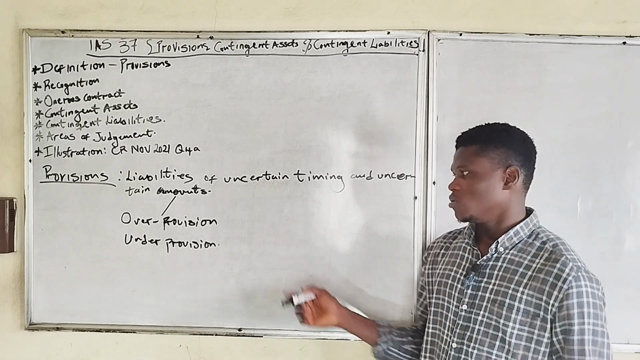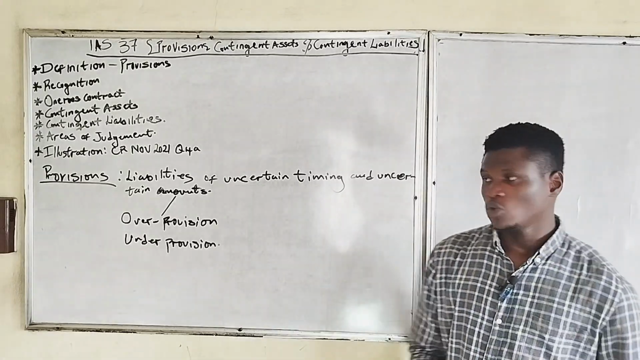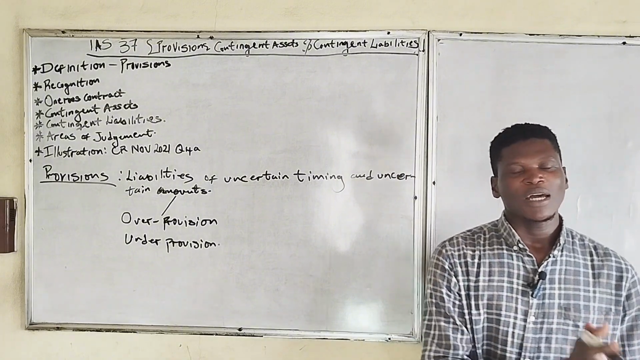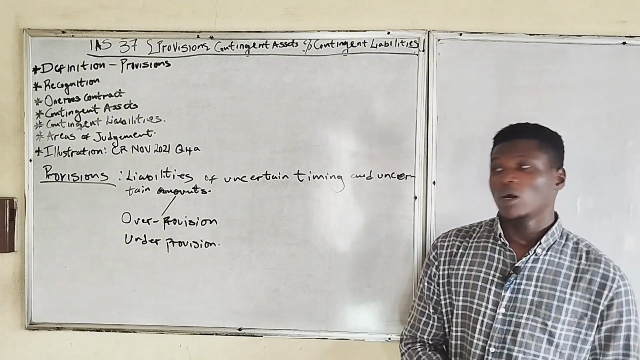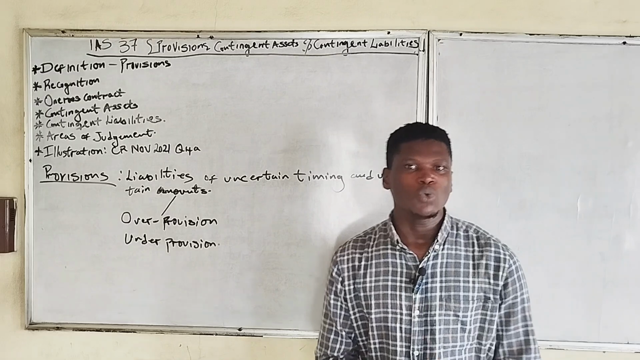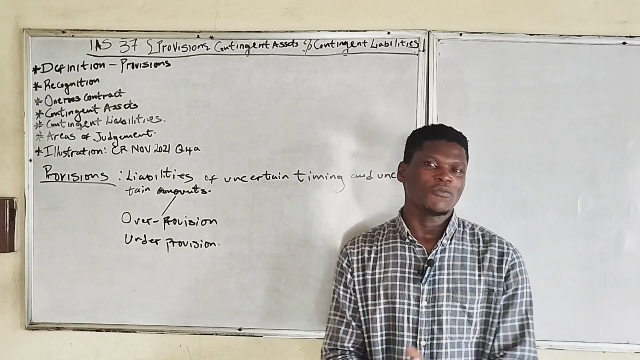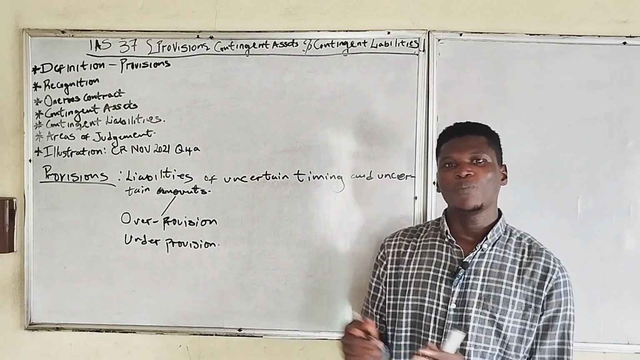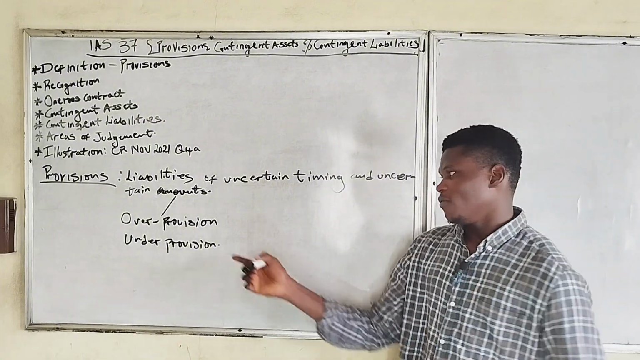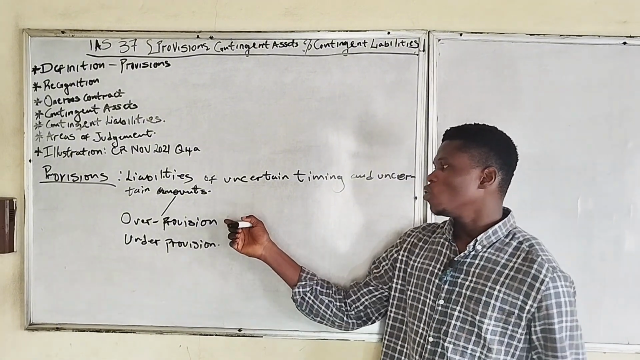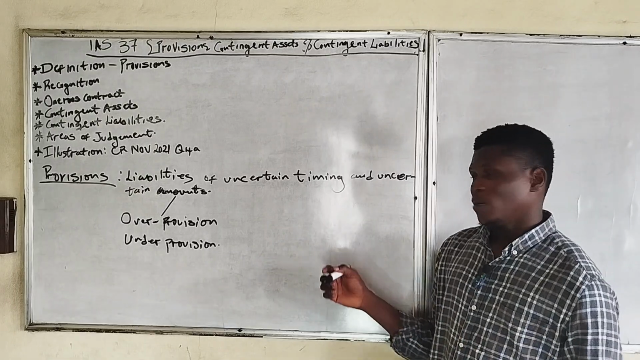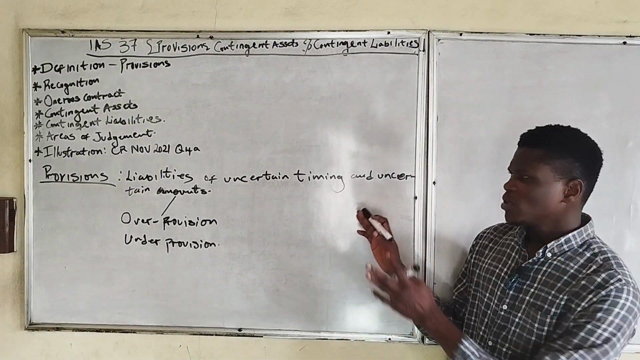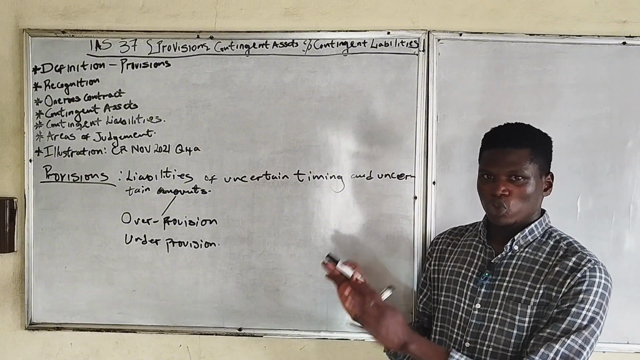The opposite is under provision. Under provision arises when you make an allowance for a particular obligation, but at the date of settlement you paid more than what you have set aside. So when you pay more than what you have set aside, you have under provision. But when you pay lower than what you have set aside for a particular transaction or obligation, then you have over provision. We have the treatment of this, but when we get there, we'll do justice to them.